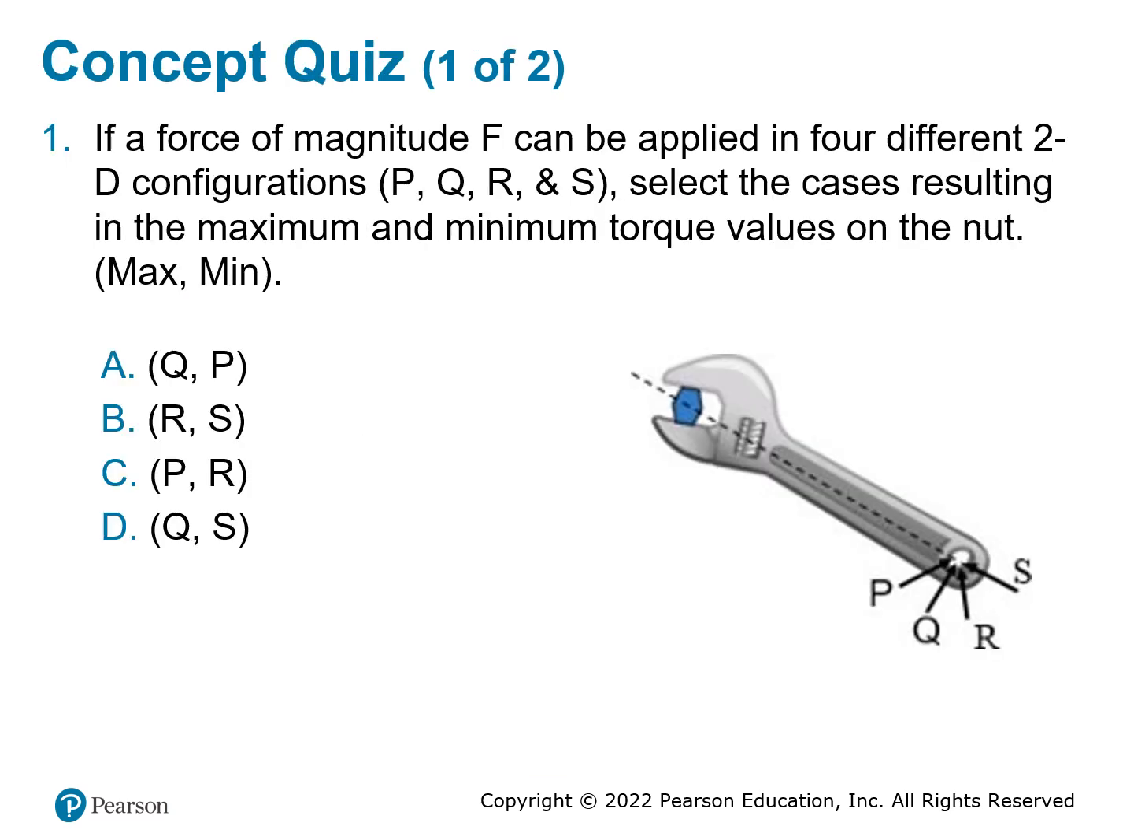Before we finish this video, I wanted to give you a quick quiz here. It's just a test of your understanding of the concept of the moment. Let's say we have a force with a magnitude of F, applied in 4 different two-dimensional configurations: P, Q, R, and S. Select the cases that result in the maximum and the minimum torque value to the nut.